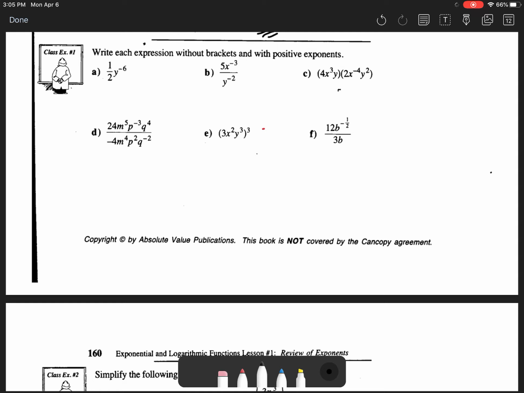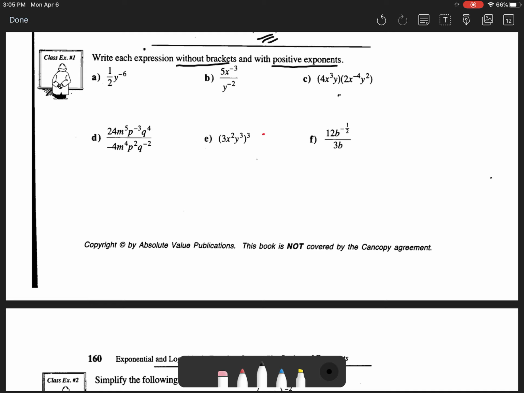Okay, so question 1 says, write each expression without brackets and with positive exponents. So again, two things we have to make sure that we follow here: without brackets and also with positive exponents. Both of those criteria need to be met.